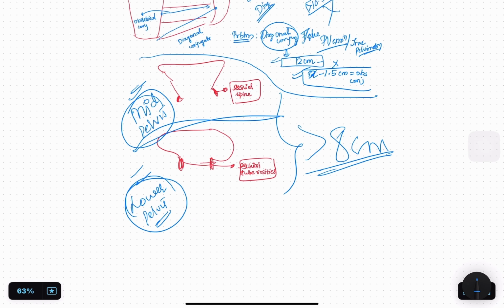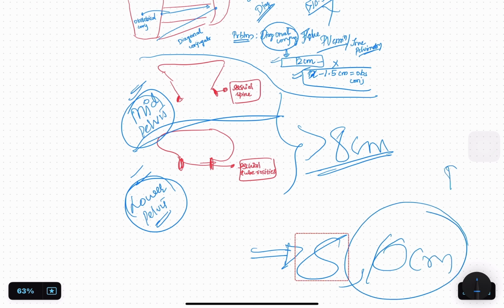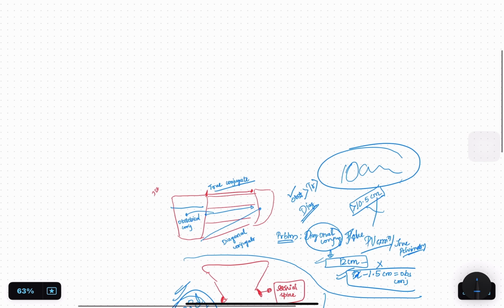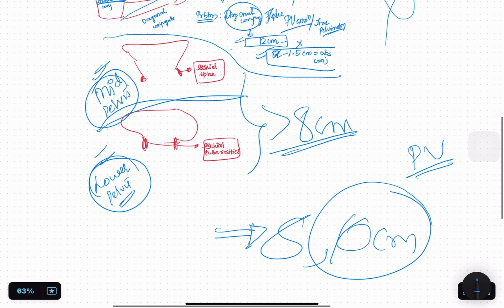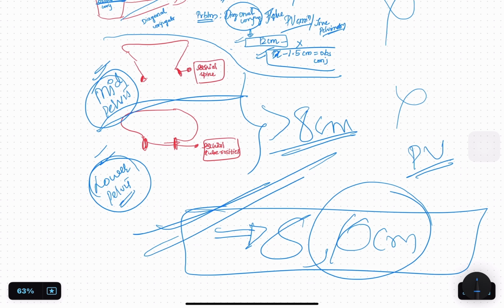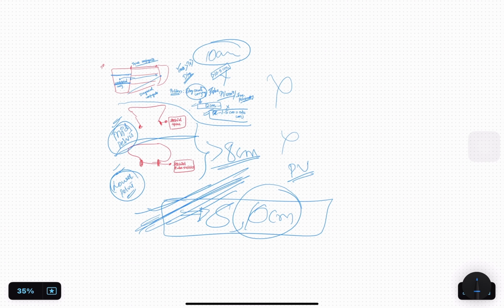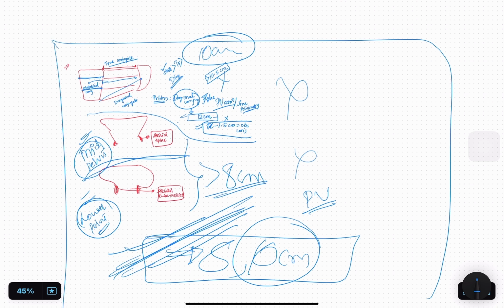Okay, so the only numbers I want you to remember from today's class are 8 and 10. This is the upper part of the pelvis, this is the middle pelvis, and this is the lower pelvis. From the lower pelvis, if it's less than 12, then you cannot deliver. If it's less than 8 in both the measurements, then you cannot deliver. So the only numbers you need to remember are 8 and 10. In this video we learned the numbers which we need to know before doing a trial of labor.